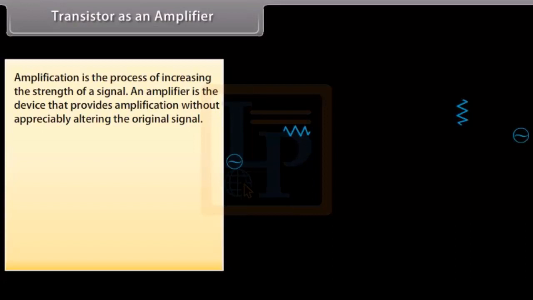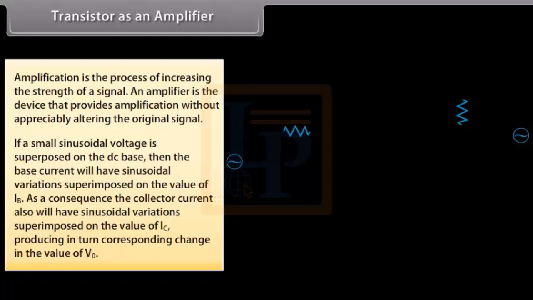Transistor as an amplifier. Amplification is the process of increasing the strength of a signal. An amplifier is a device that provides amplification without appreciably altering the original signal. We consider the operating point of the transistor somewhere in the middle of the active region. The DC voltage VCE is equal to VCC minus IC RC and would also remain constant. The operating values of VCE and IB determine the operating point of the amplifier.